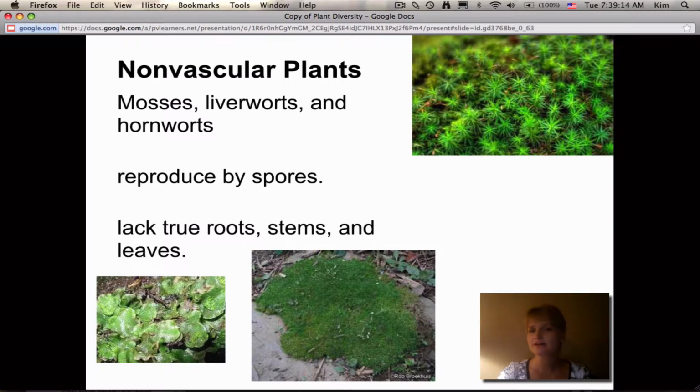And they don't have true root systems, and they don't have stems, and they don't really have leaves. So they're basically a plant mass that grows very close to the ground, and it can't get tall. It doesn't have the water uptake system of a root, and it doesn't have the transport system of a stem. So these are plants that you would see growing very low to the ground or over rocks.